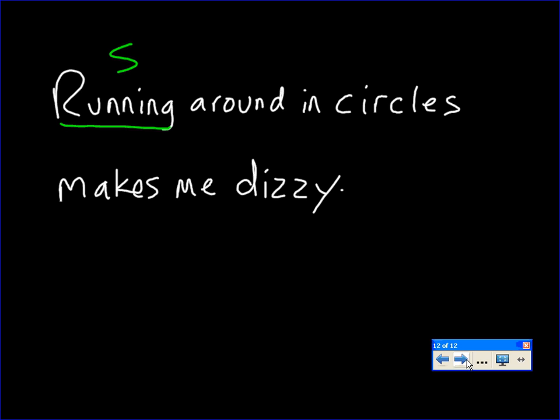In this one, running is my subject. What is running doing? Makes. Thank you. Running is making me dizzy. I'm not doing anything. Running's doing something to me. My subject is running. My predicate is makes. The rest is other stuff, but I want you to look primarily at your noun and verb.